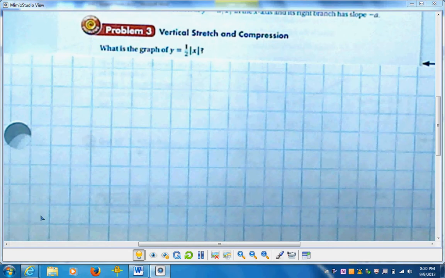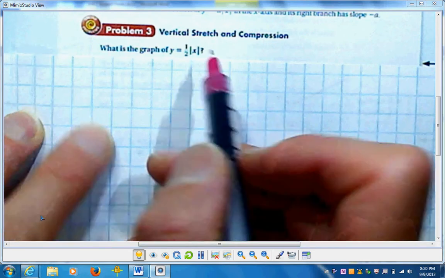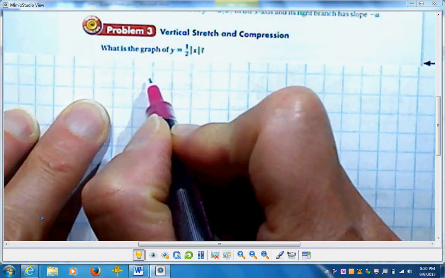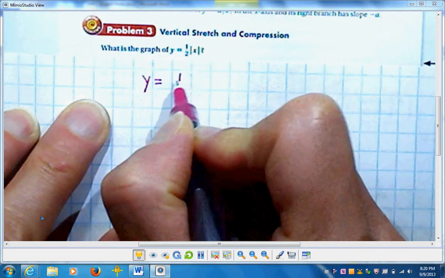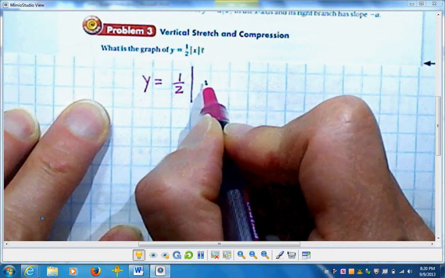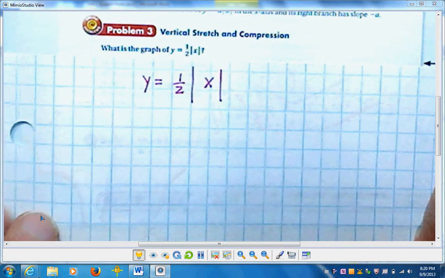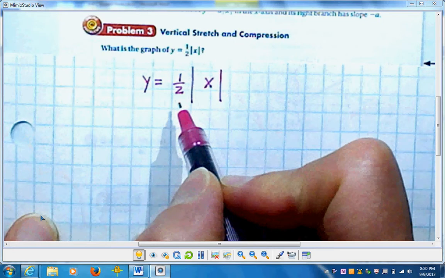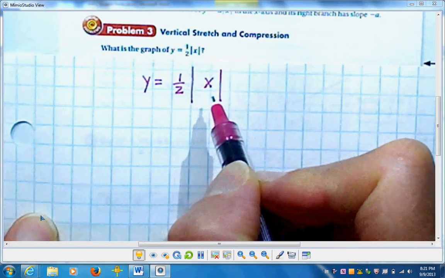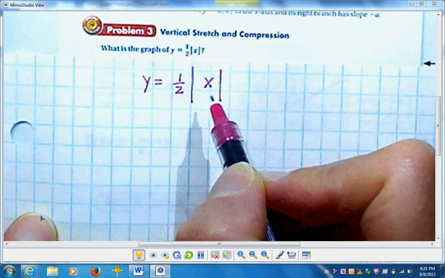In this problem, they want us to graph y equals 1/2 times the absolute value of x. So notice that that 1/2 is in front and outside of the absolute value. So let's see what this looks like.